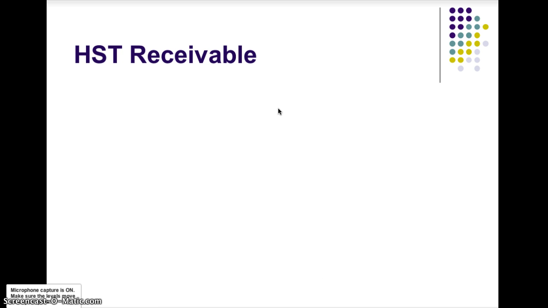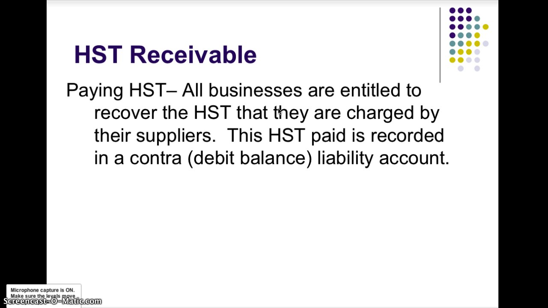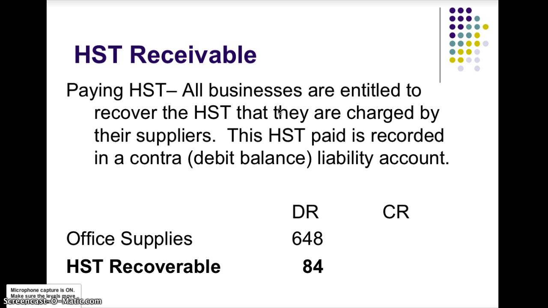Now moving on to HST receivables. This is where it might get a little tricky. This is what companies have already paid in HST. All businesses are entitled to recover the HST that they are charged by their suppliers. This HST paid is recorded in a contra, that is, debit balanced liabilities account. The accounting entry will look like this. For a purchase of office supplies from our supplier, we are going to debit office supplies, debit HST recoverable, which is our contra liabilities account, and credit bank.